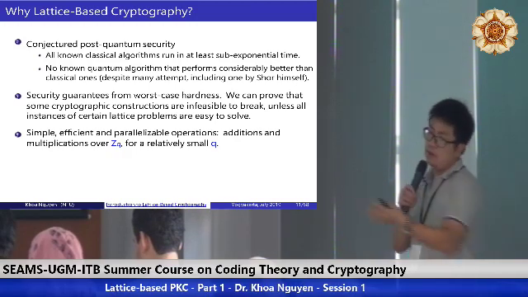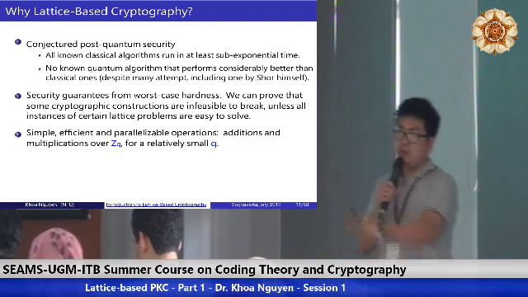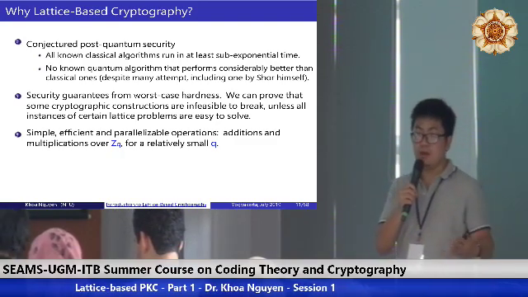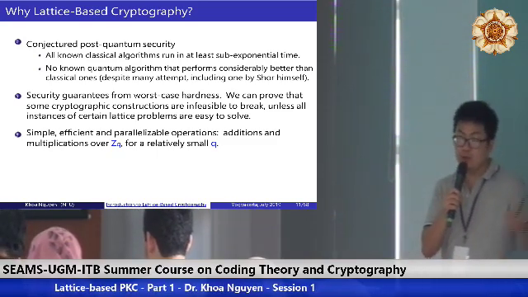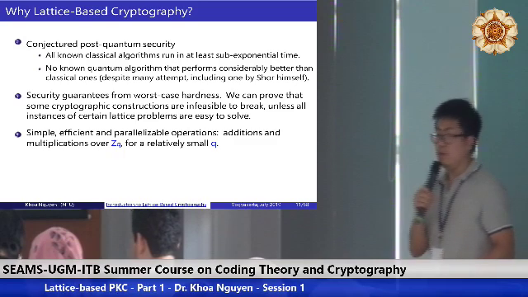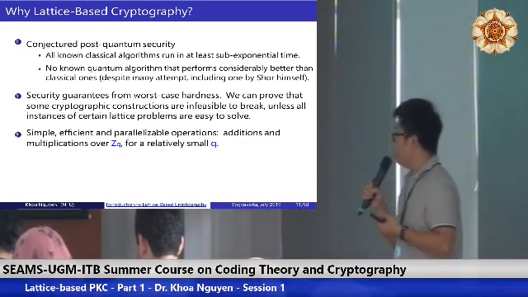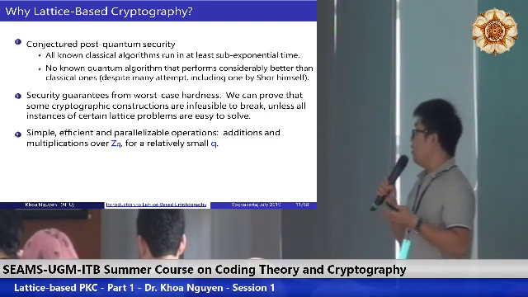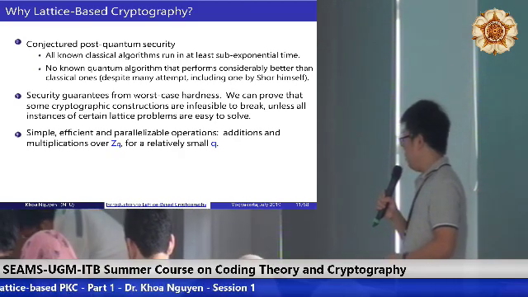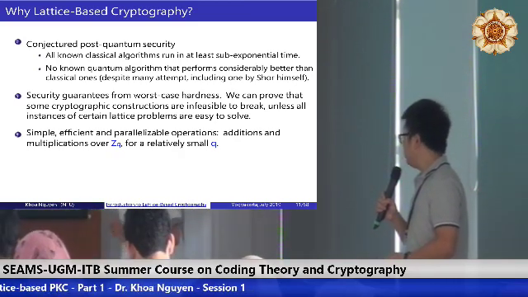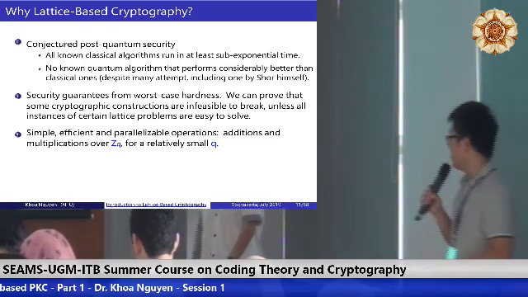So the q here is maybe just in a range from 2 to the power 10 to 2 to the power 30 for most of the crypto systems. But the q in discrete log systems must be around 2 to the power 240. So asymptotically, lattice-based crypto systems are simple, efficient, and can be parallelized.